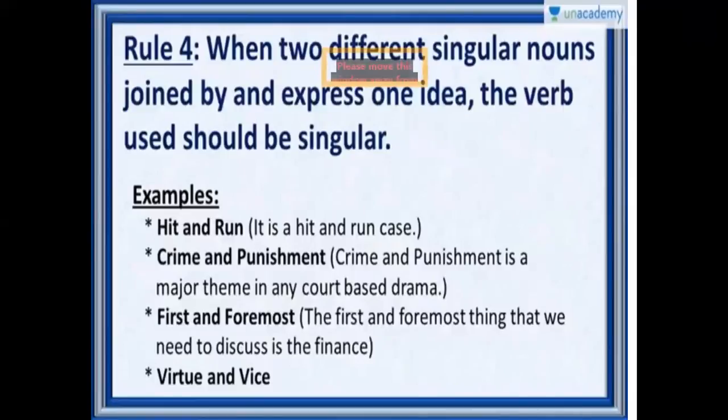Rice and dal is my favorite food or are my favorite food? "Is my favorite food" is correct, because you combine both of them and eat them as a single dish. So, "is my favorite food". Now, what do you understand? This is a deviation to rule number 3. When two nouns are combined by "and", normally you have to use a plural verb. But when two nouns after combining by "and" represent a single idea, you have to use a singular verb.